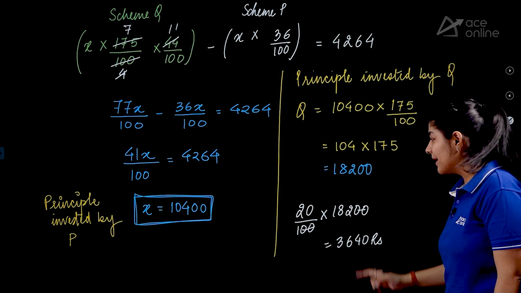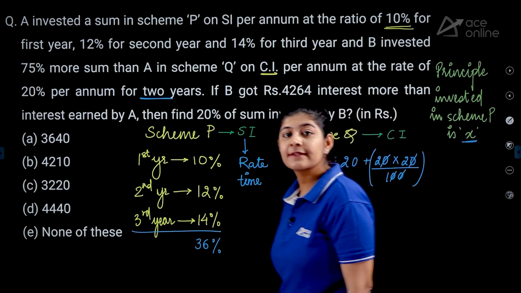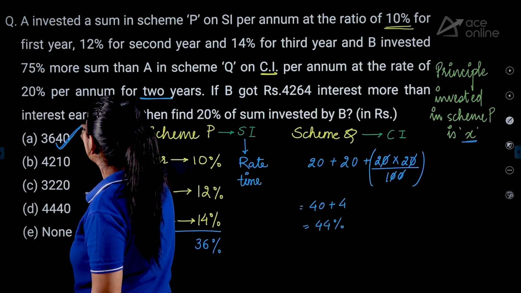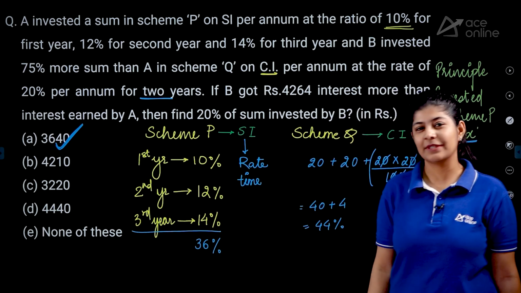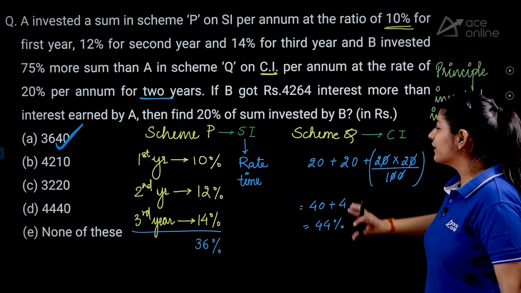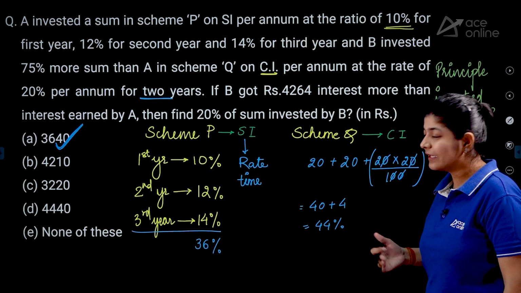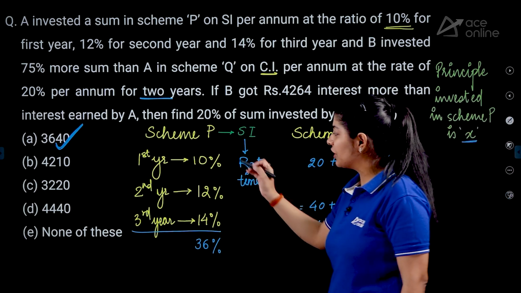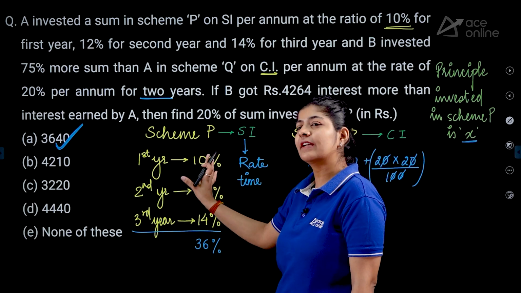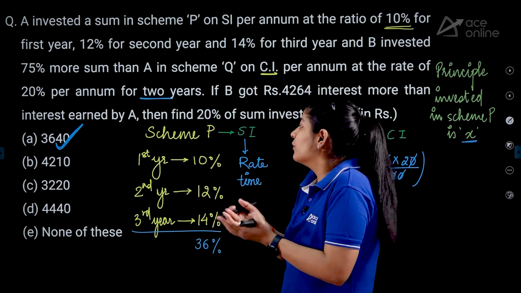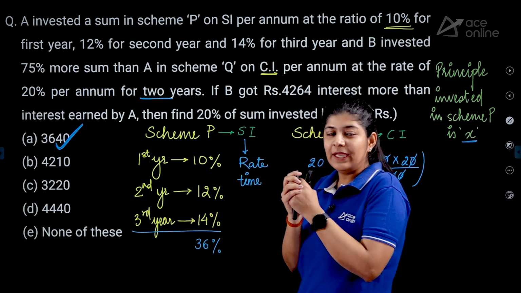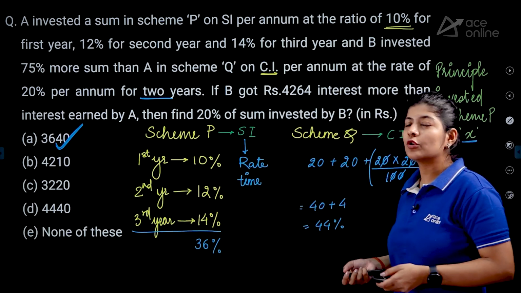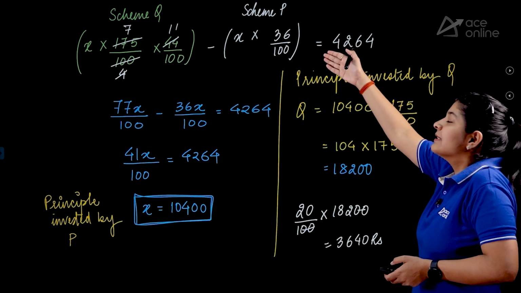Do we have this number in our options? Yes. So basically option number A is the correct one. This is a simple question, although we need to calculate a few things, but you can also do one thing. Instead of doing this, you can just simply find out the amount that you are getting from the first year, second year, third year individually, and then just simply add it. After that also you will get the same value.